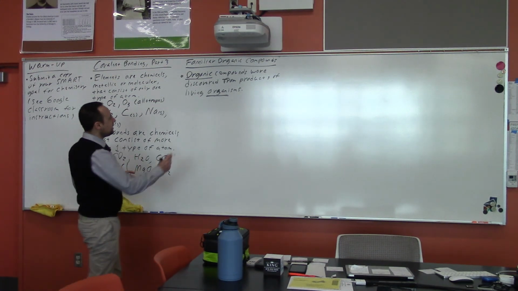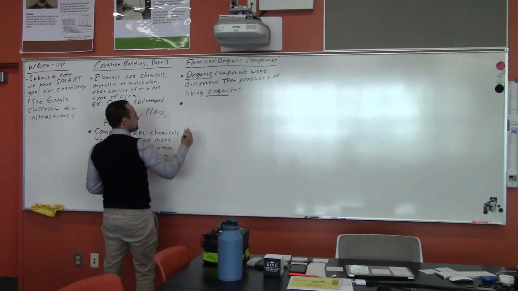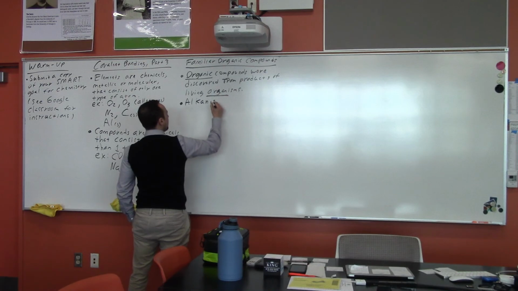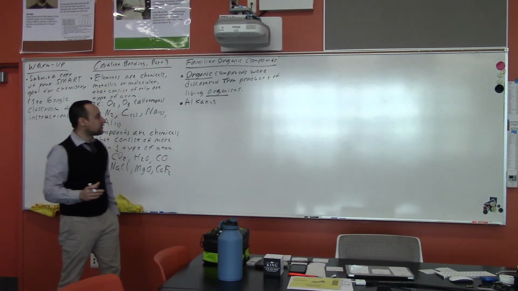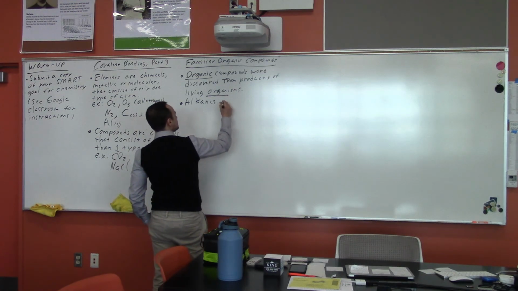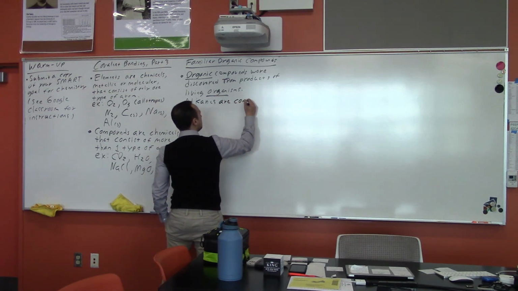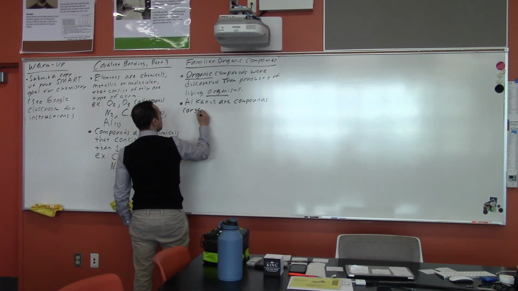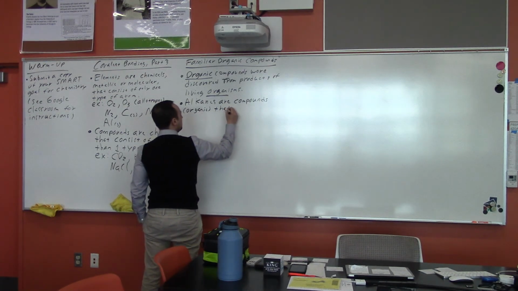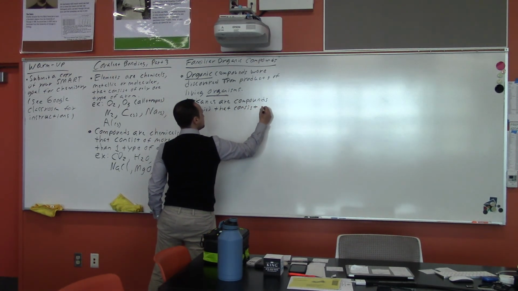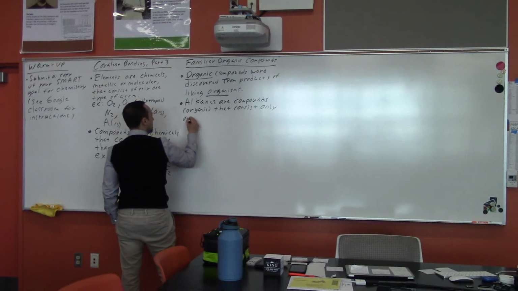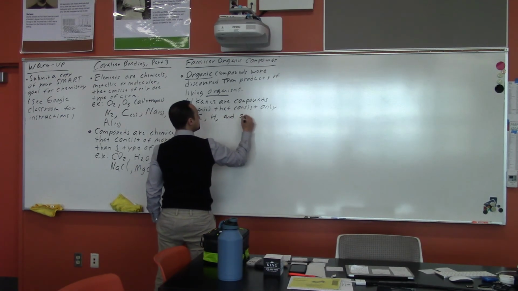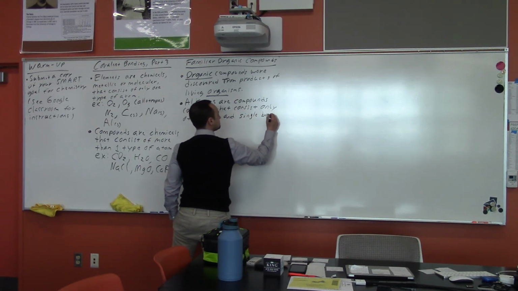So the simplest organic compounds are called alkanes, but they're super important. You're never going to understand organic chemistry if you don't understand alkanes. You've got to know about these guys. So alkanes are compounds, and they're organic compounds, I'll put organic in parentheses, that consist only of carbon, hydrogen, and single bonds.